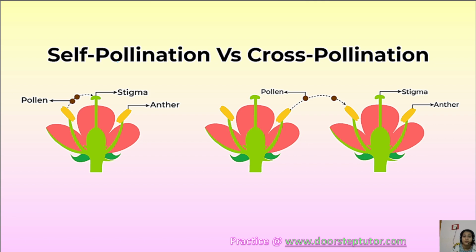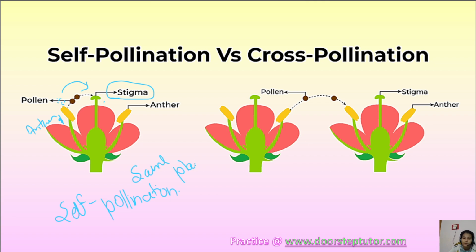Now let's have a look at self pollination and cross pollination. This diagram is showing self pollination. In self pollination, as you can see easily in this diagram, the pollen grains are transferred from the anther to the stigma region, and this is happening in the same flower. It may also happen to another flower, but it is essential that it is on the same plant.